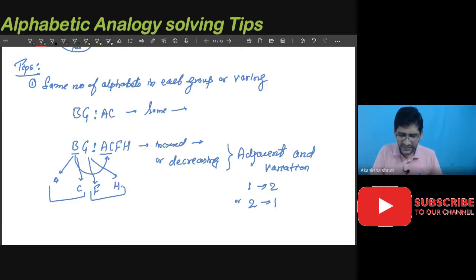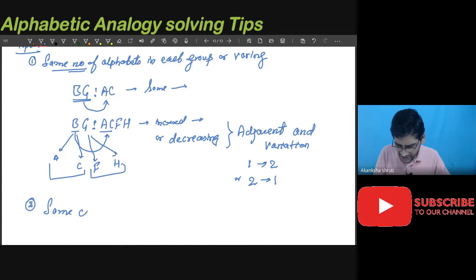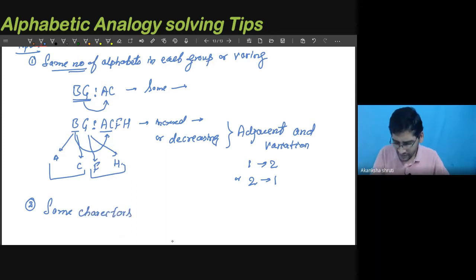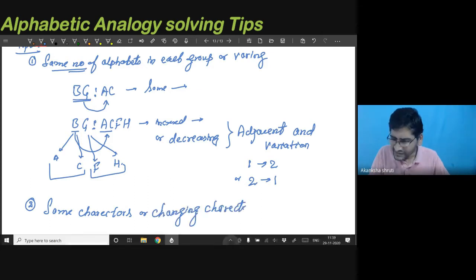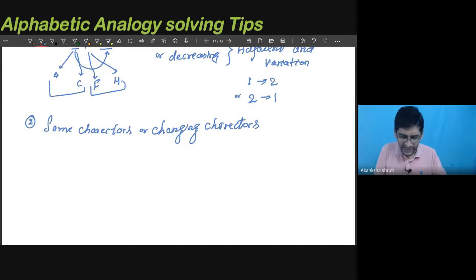But if it is the same number of characters, then first you have to observe the variation, whether all the same characters are present on the other side or it is varying. That observation you have to do. So same characters, not the number, means the same characters or changing characters. This we need to keep in mind. What do we mean by same character and changing character?